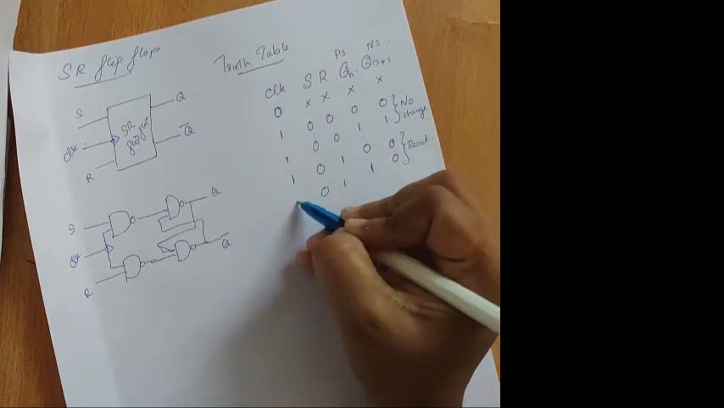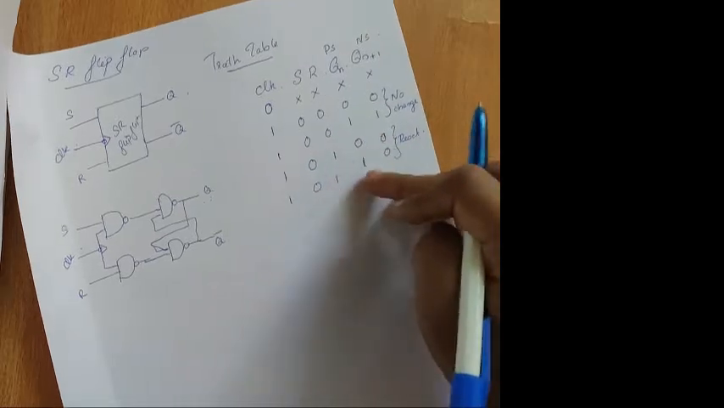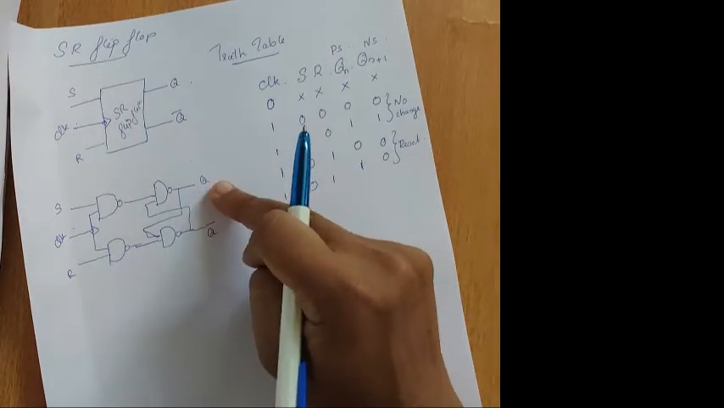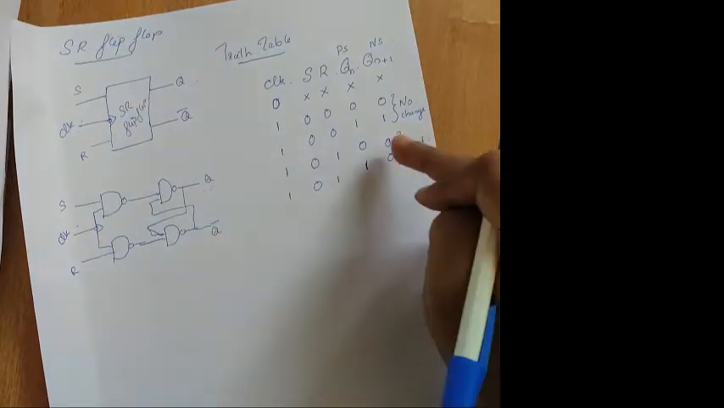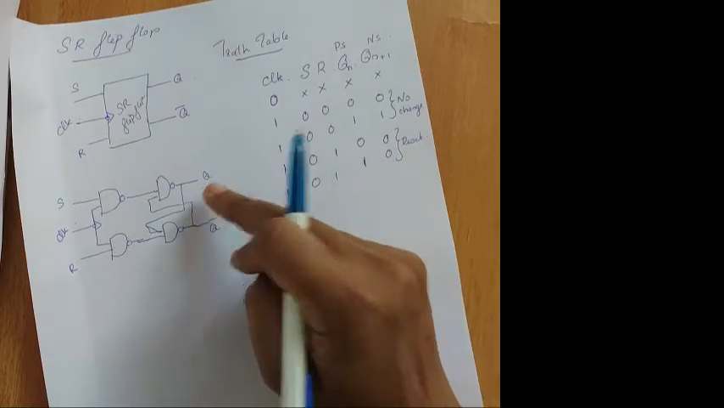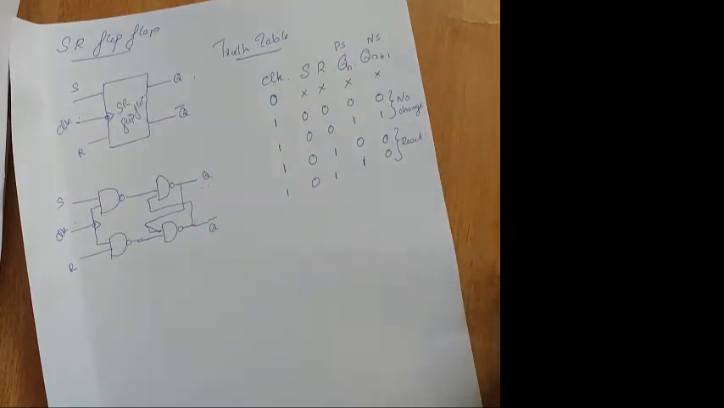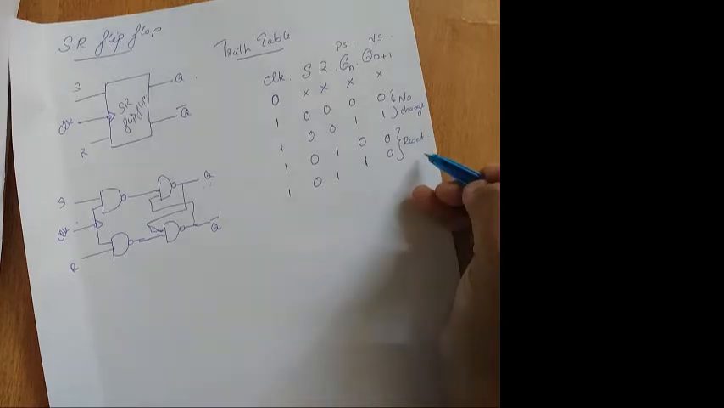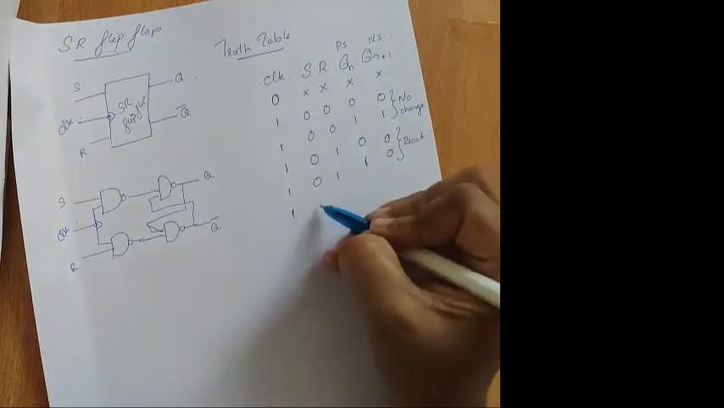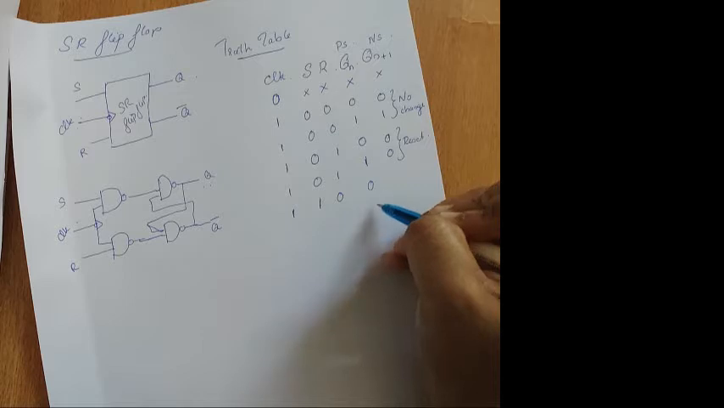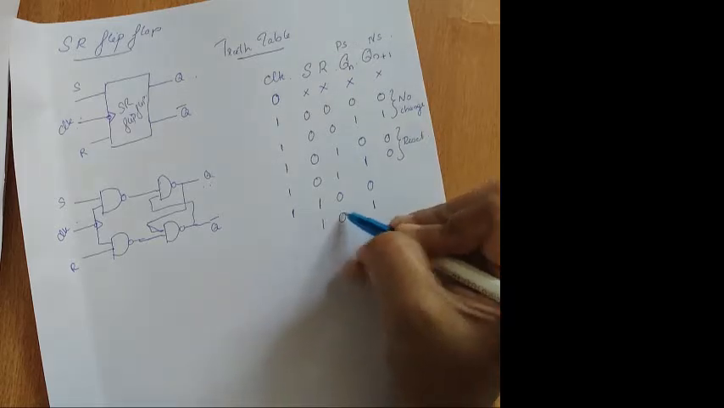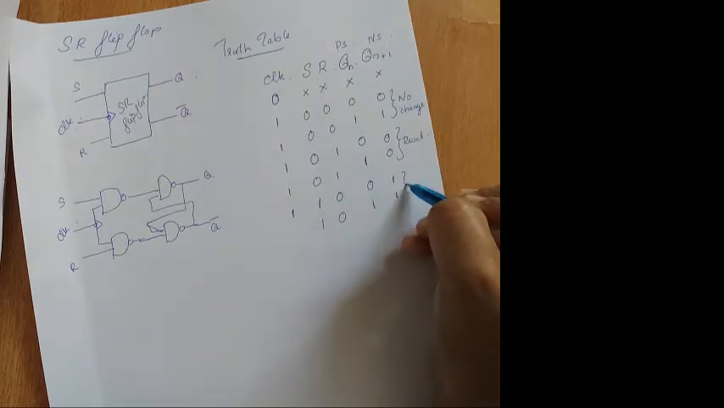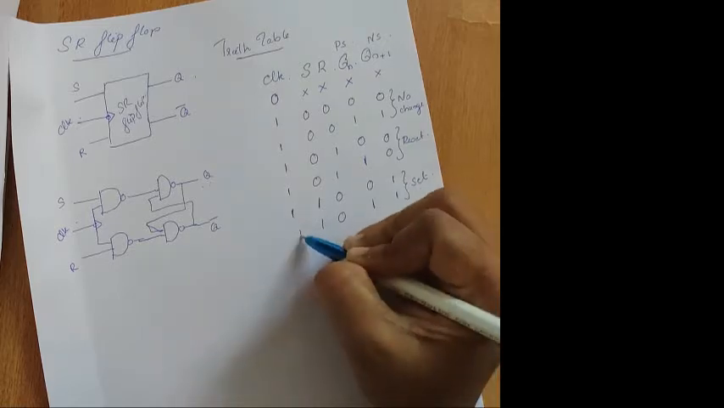Whatever condition happens, look at how the present state is changing. If it is changing from 0, first it is 0, the output will be 0. If it is changed to 1, the output again will come back to 0. That is the reset state. Next condition, 1, 0. Depending upon the present state, whatever happens, the output will always remain 1. That is the set state.